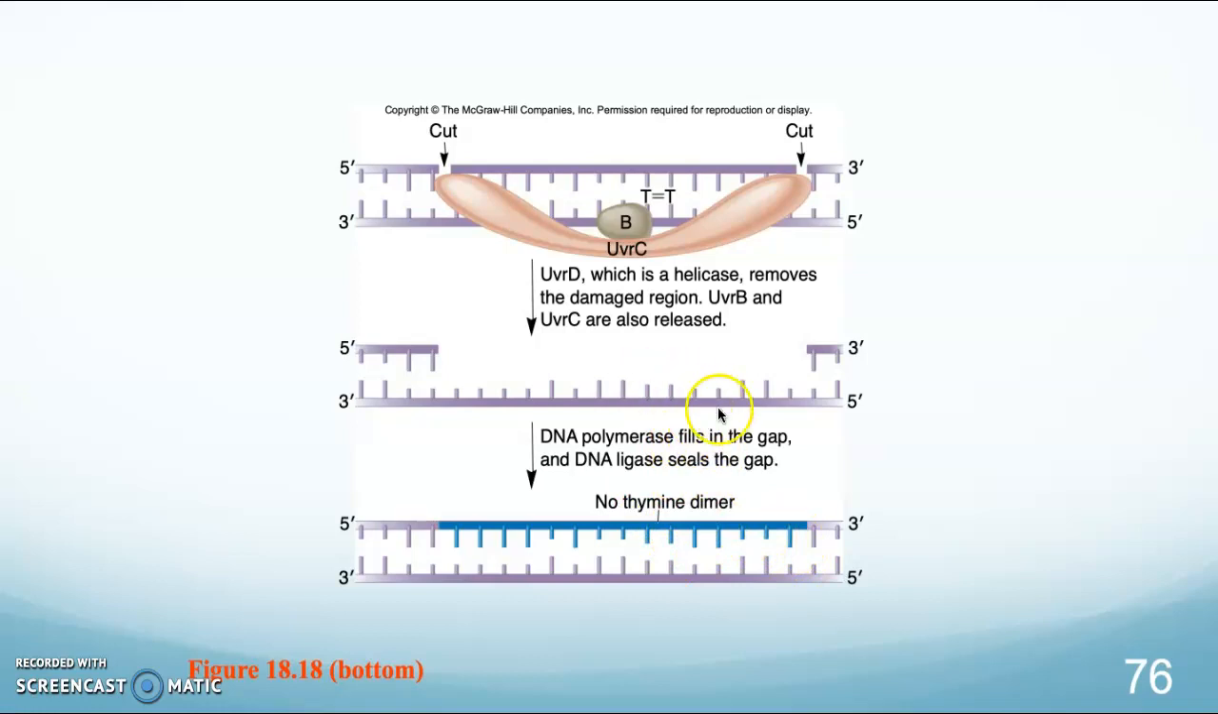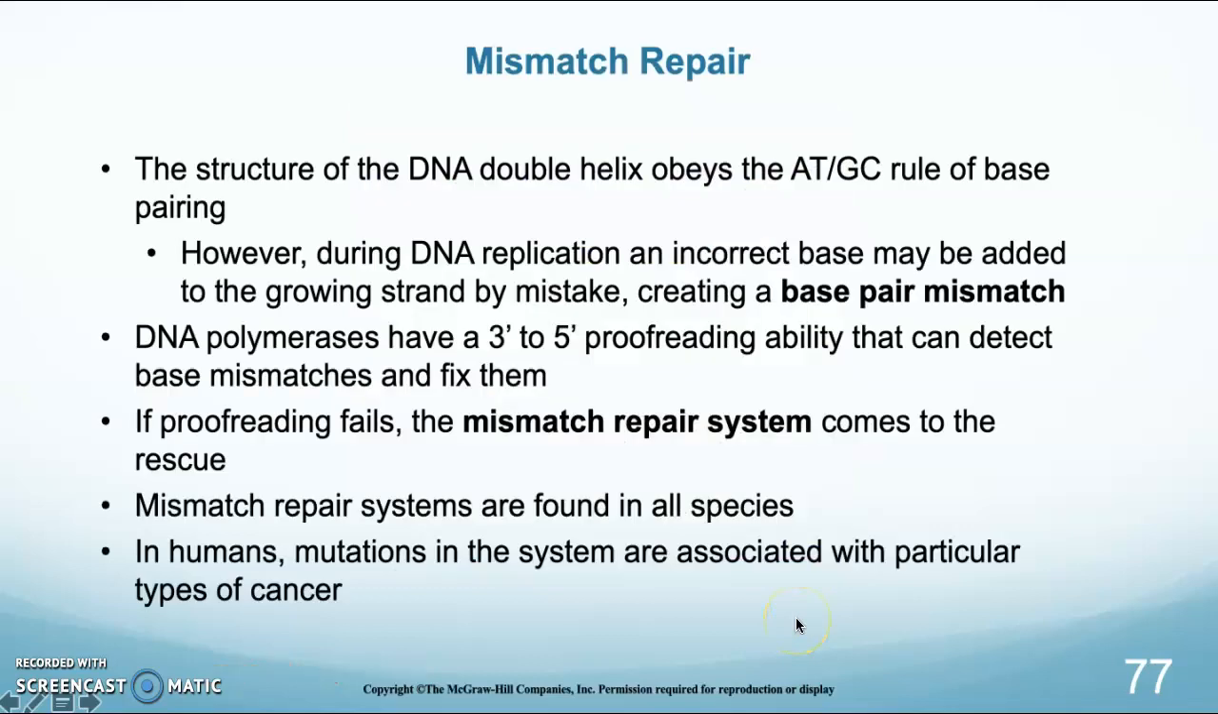So it removes the whole damaged region that bookends this thymine dimer, and then UVRC and UVRB are released, and we have this opening here. DNA polymerase can come along and build that back up so that we fill the gap with no thymine dimer, and ligase will stick it to both the 5' and 3' ends, replacing that whole part.